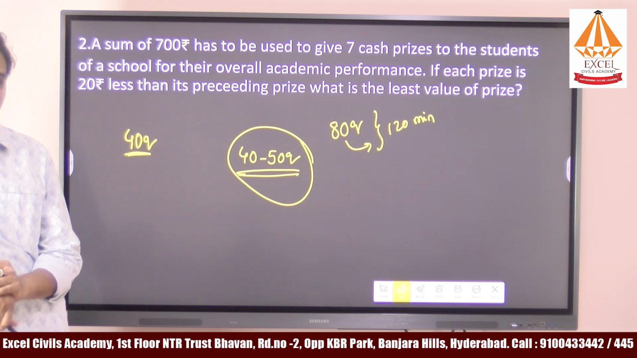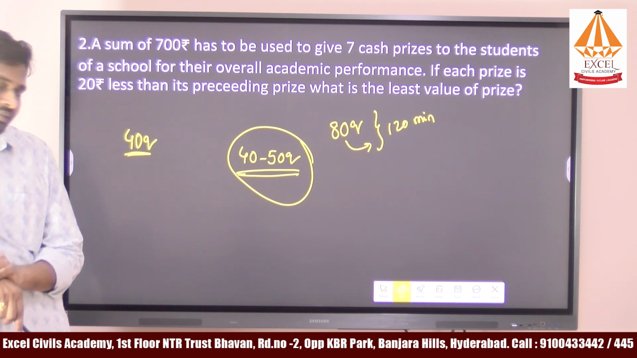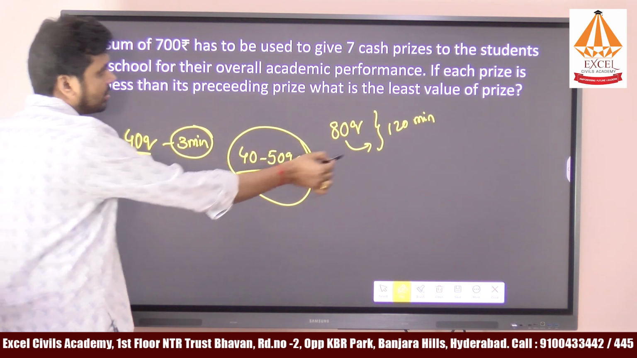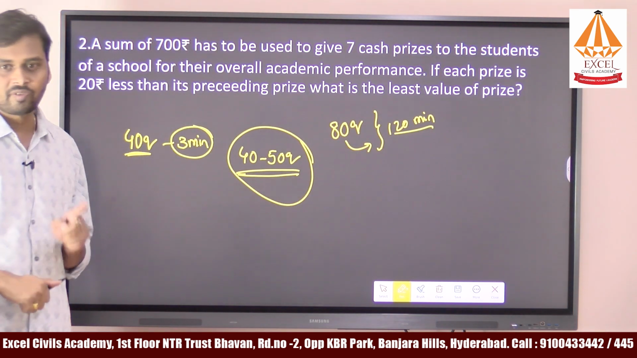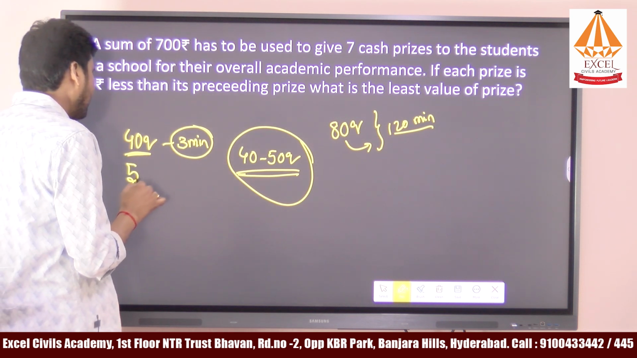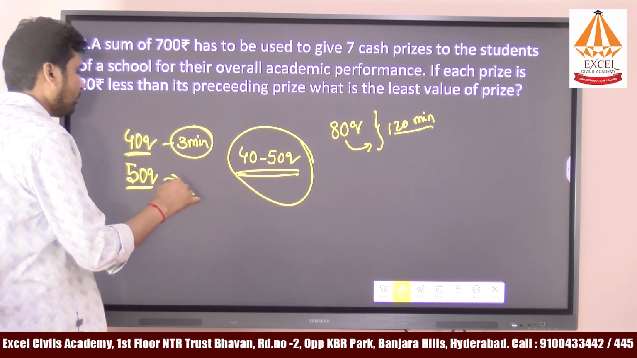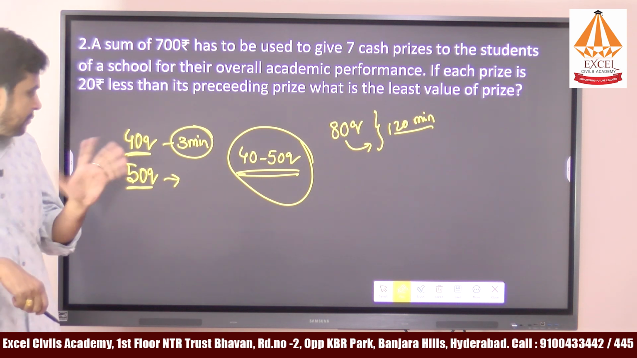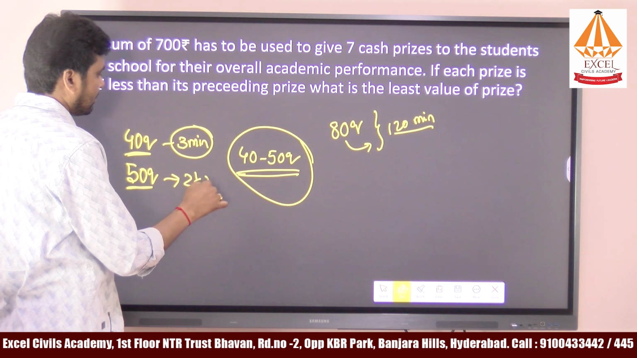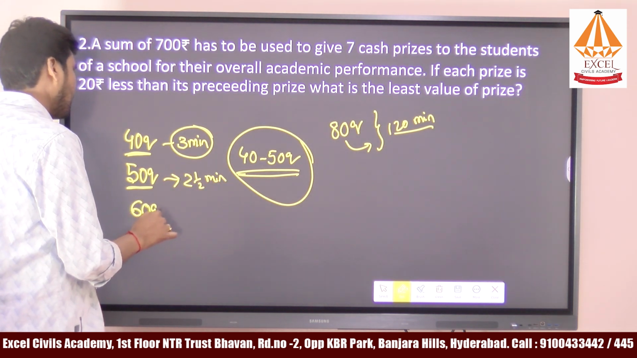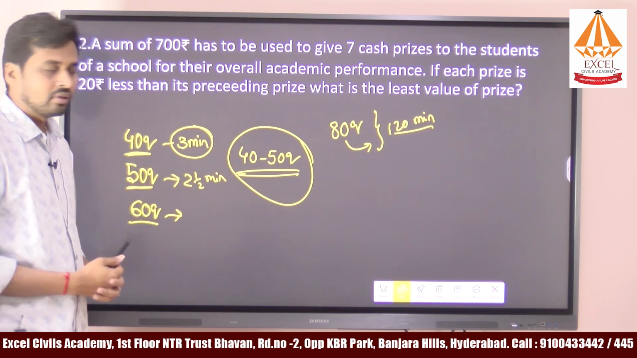Then how much time do you require for each question? 40 questions, the total time is 120 minutes. So for each question you can spend 3 minutes, right? Let's say you attempt 50 questions. Then approximately 2.5 minutes for each question. Even if you attempt 60 questions, how much time can you spend on each question? 2 minutes.